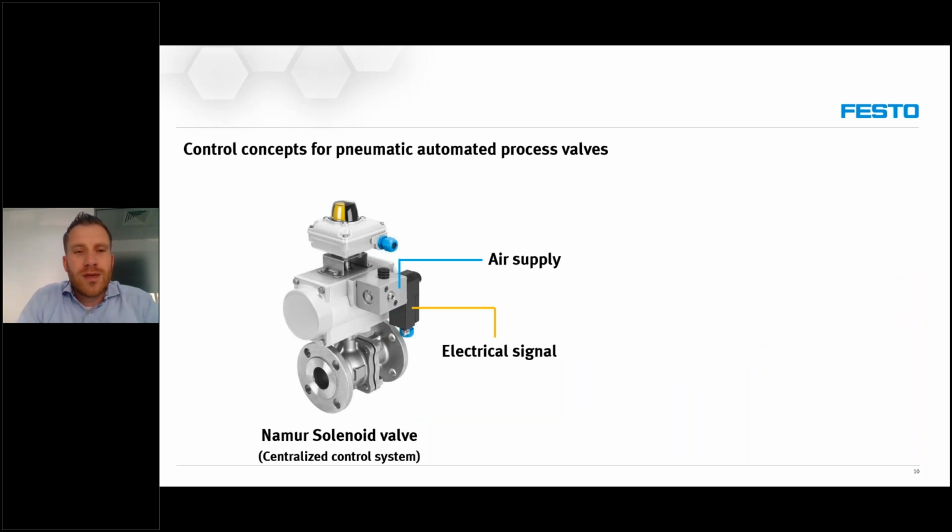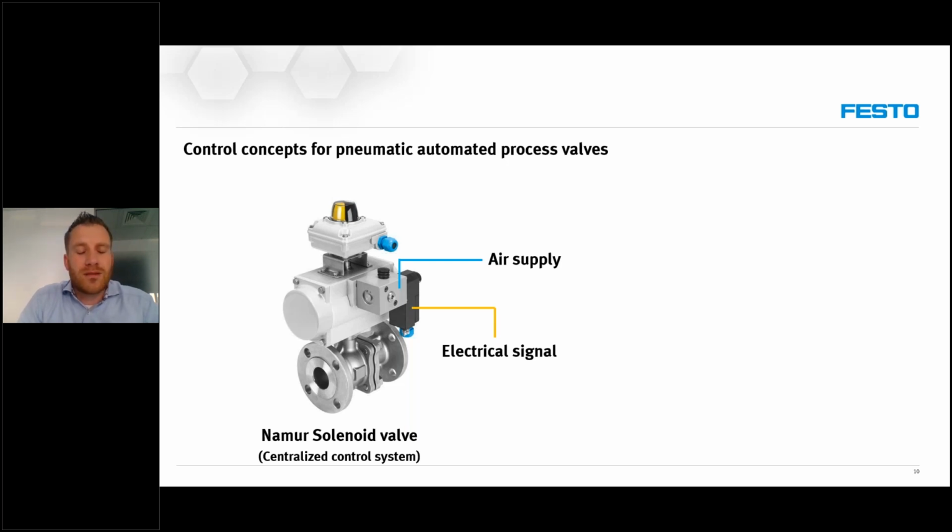There are two, and one of the commonly used automation concepts is a so-called decentralized control system, where the process valve with the pneumatic actuator is supplied with air and controlled with the pneumatic solenoid valve directly on the actuator, and the electric signals are provided to operate and switch.